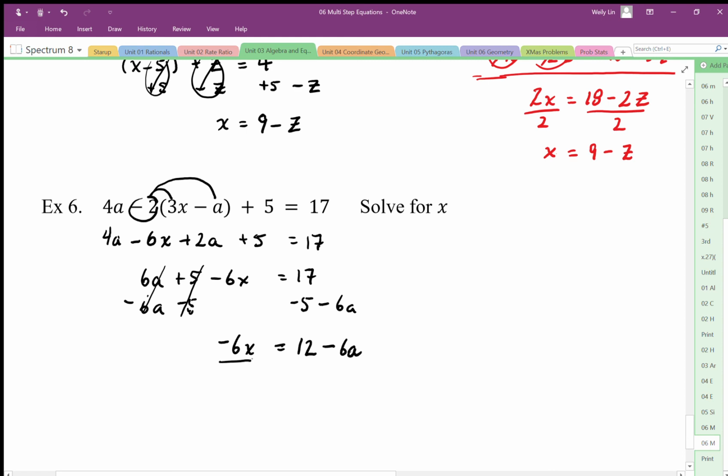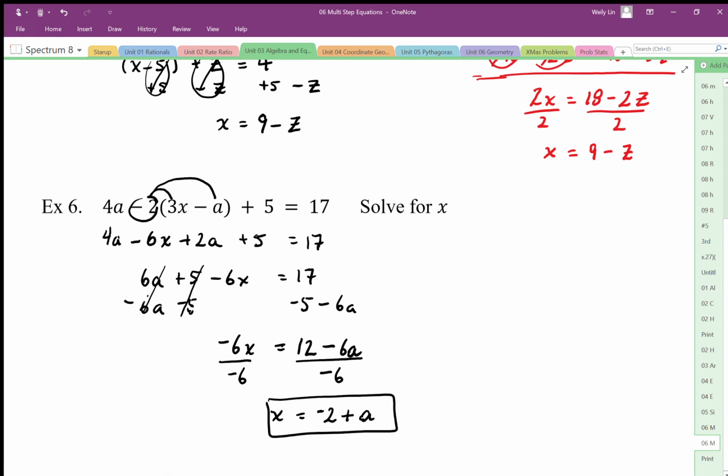So if I divide by negative 6, now I have to be careful here. Divide by negative 6. 12 divided by negative 6 is negative 2. Negative 6 divided by negative 6 is positive a. So there's my solution. A minus 2, or negative 2 plus a. So I've solved for x. Now, although there's a variable in there, as long as I do the opposite operations, I can undo even with extra variables stuck in there.